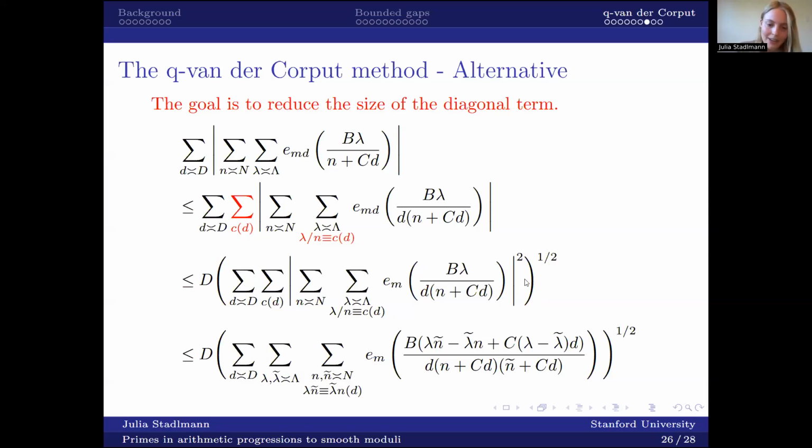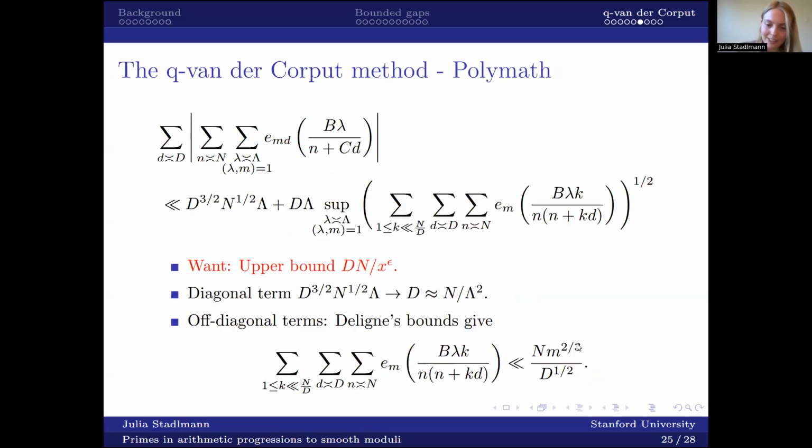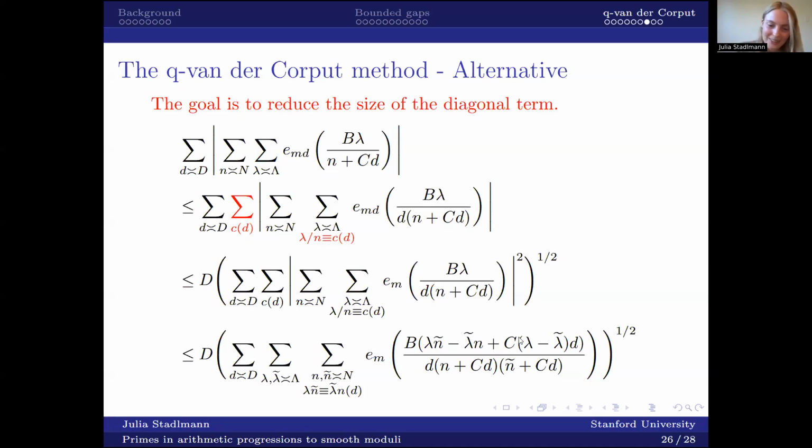and then after applying the Cauchy-Schwarz inequality, our exponential sum now looks different. So let me remind you, before it looked like this. It had b lambda n tilde minus n over something. And now it's much more complicated. It's b lambda n tilde minus lambda tilde n plus c lambda minus lambda tilde times d. So that means our phase now looks quite different and we have different diagonal terms.